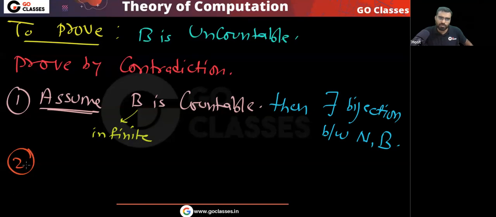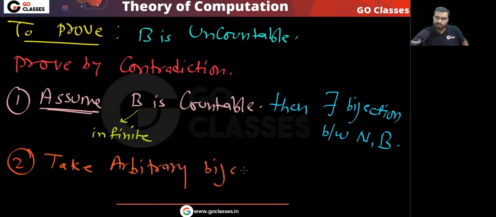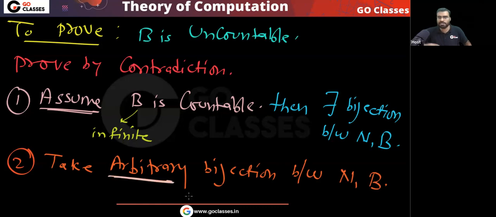What is step number 2? Take an arbitrary bijection between N and B. Take some random bijection. Take some arbitrary bijection between N and B. So just take it.